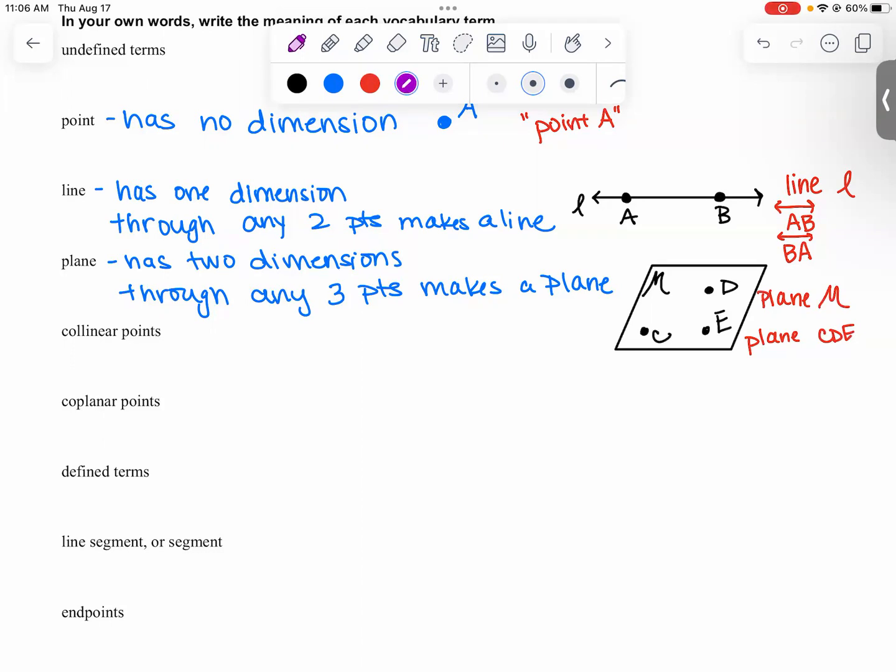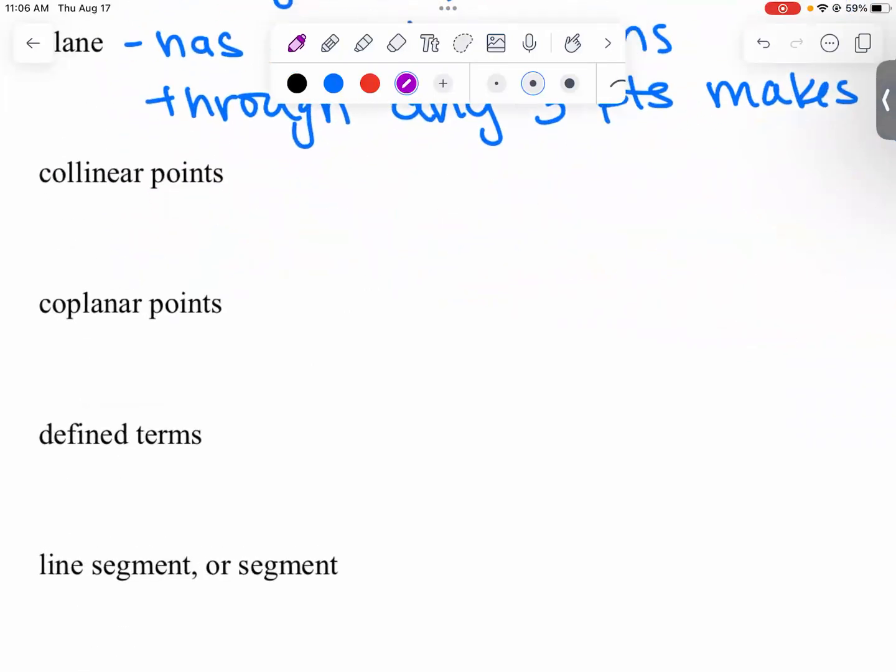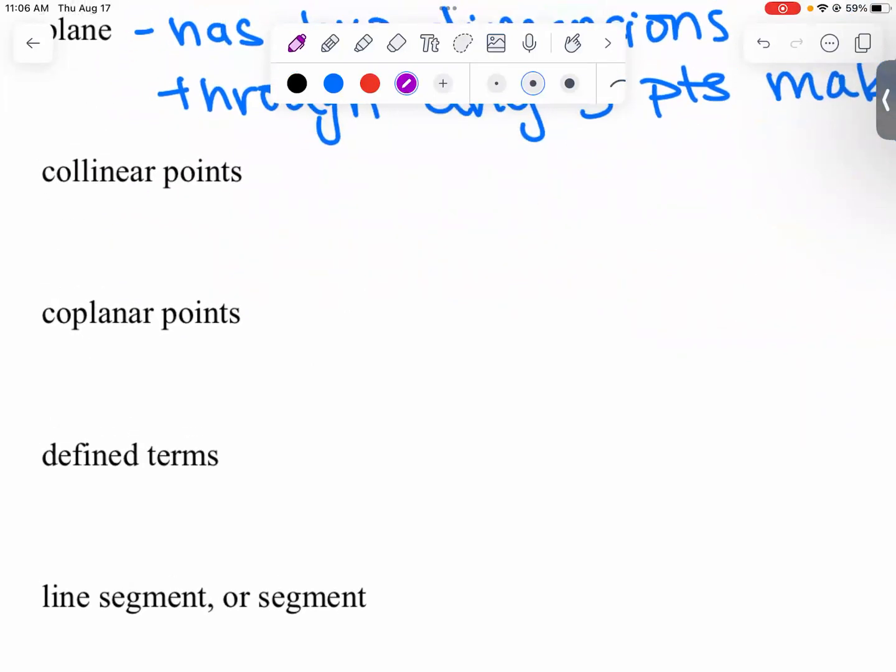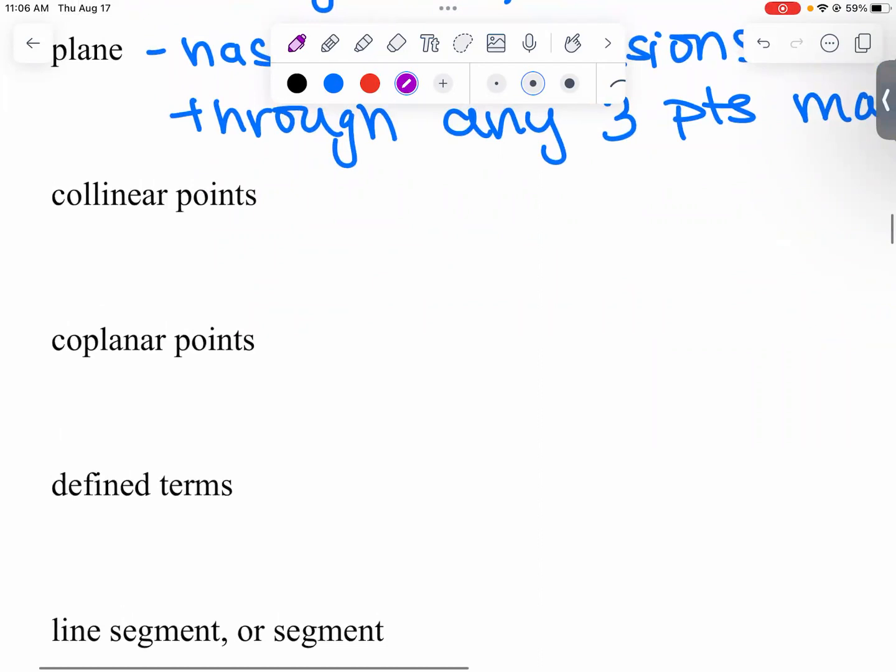Now we could do some things with this picture, right? I could say, C and D. I could draw a line with those 2 points if I wanted to. If I have 2 points, we can make a line. We're not going to worry about that right now. These next 2 definitions, collinear points and coplanar points, you should be familiar with collinear.